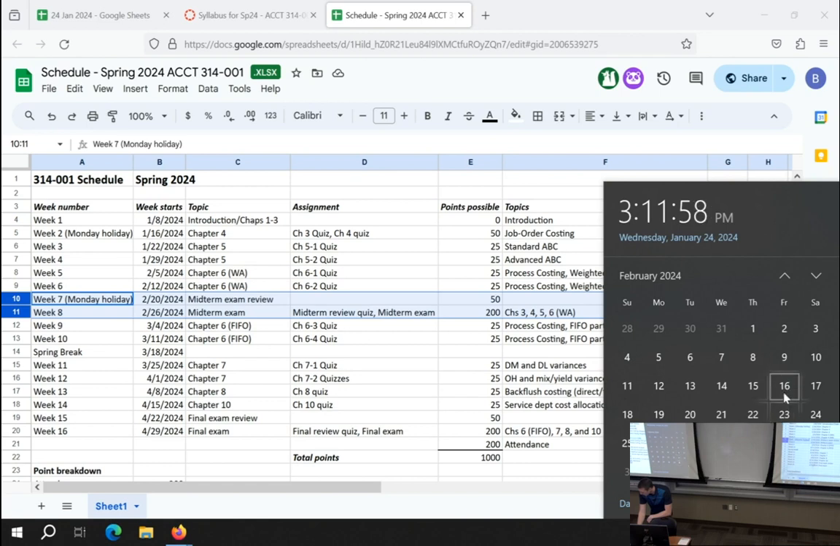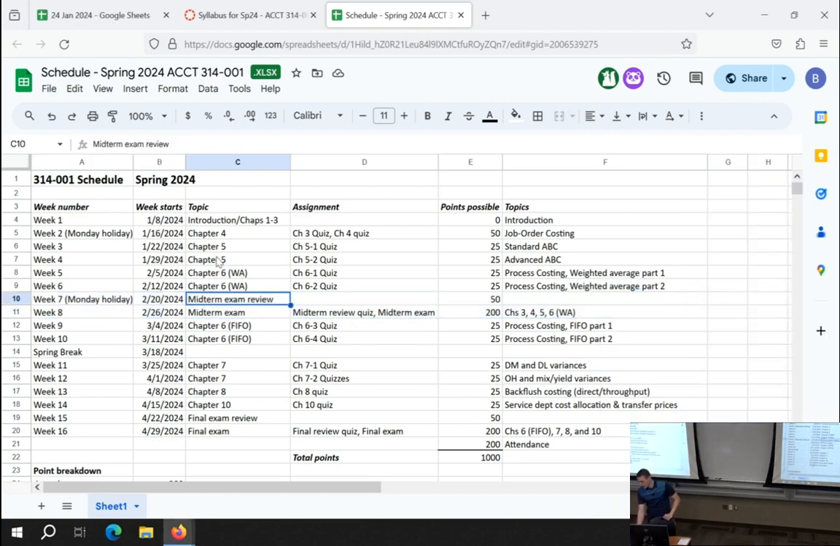Okay, so these full two weeks, from February 16th to March 1st, that's when the midterm will be open. That's a ways down the road here. We're still right here. Oh, excuse me, right here.